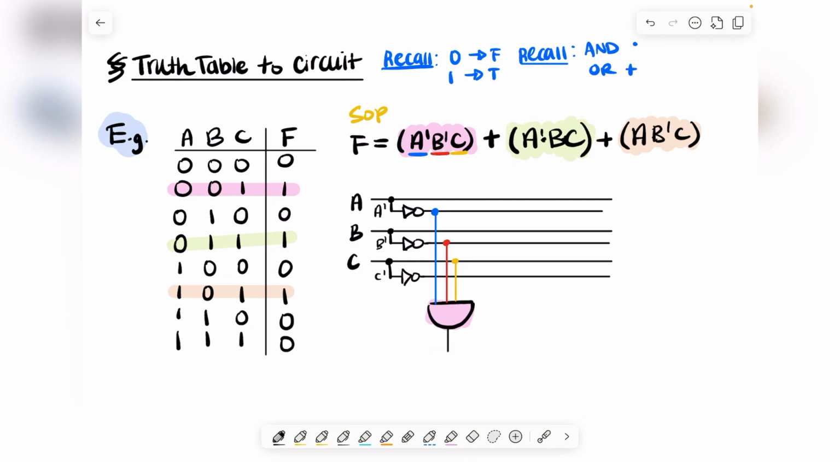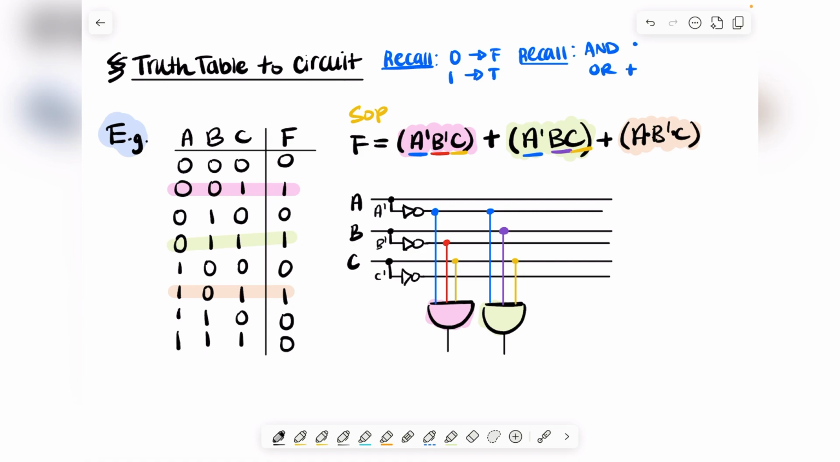Again, this is all being multiplied together, so we need an AND gate. I see A prime, so I'm going to grab A prime, bring it all the way down into the gate. I see B, so I'm going to grab B and bring it all the way down. I see C, so I'm going to grab C and bring it all the way down. So that's this gate, and it's going to have an output. Let's move on to this one.